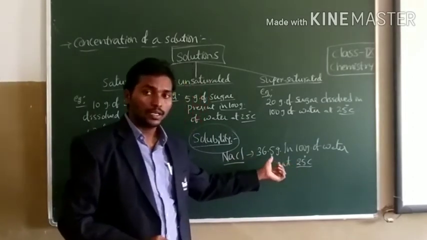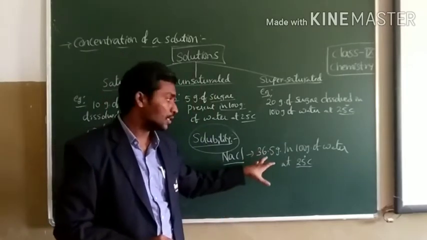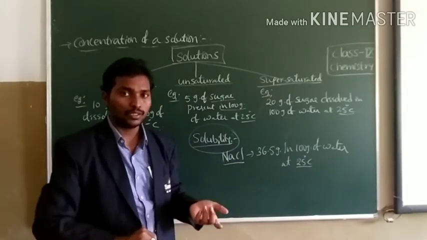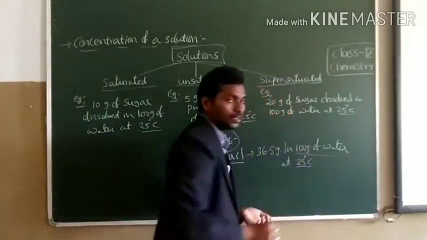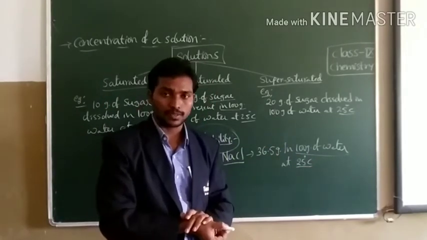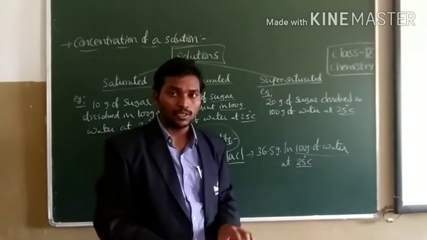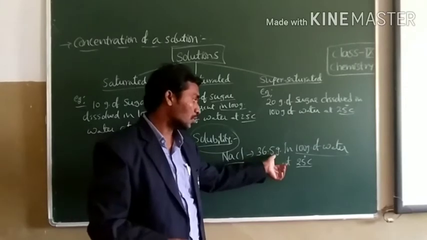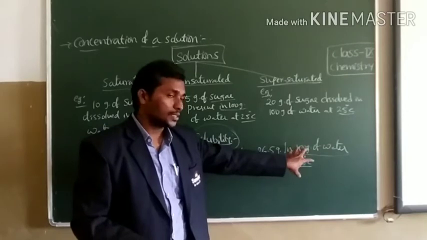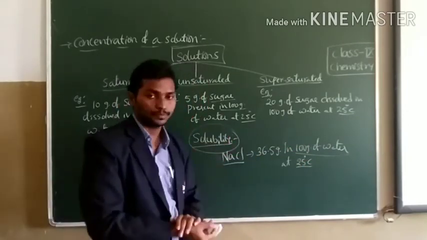That means the maximum amount of substance that can be dissolved in 100 grams of water at a certain temperature is called the solubility of the substance. For example, the solubility of sodium chloride is 36.5 grams. When 36.5 grams of sodium chloride is dissolved in 100 grams of water, we form a saturated solution. This is called saturation. This is called solubility.